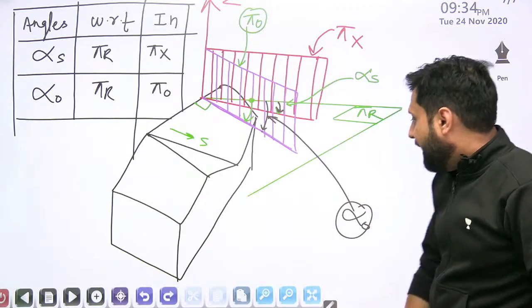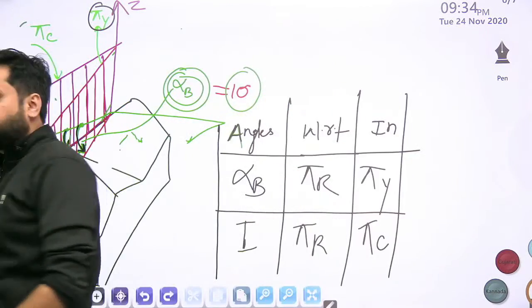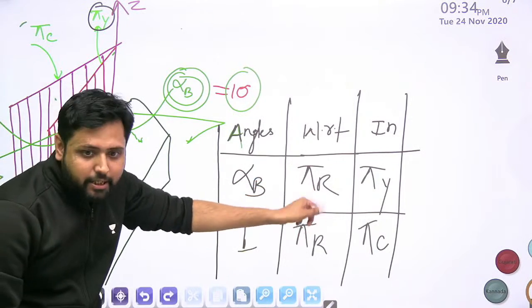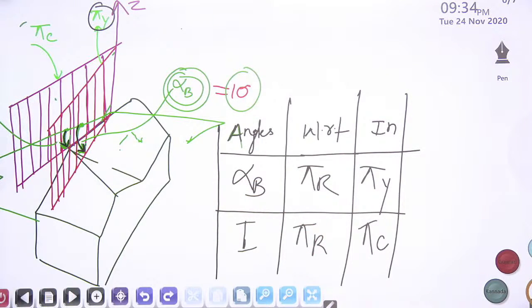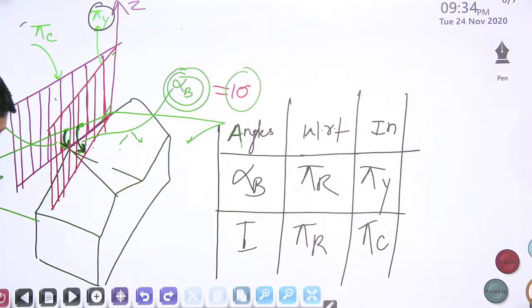Inclination angle and back rake angle, both are brothers. Both of them are measured with respect to the reference plane, but the back rake angle is measured in the pi y plane and the inclination angle is measured in the pi s plane, which is exactly along the cutting edge.